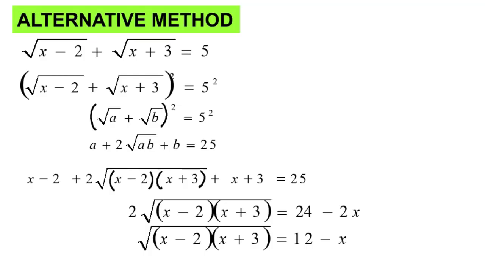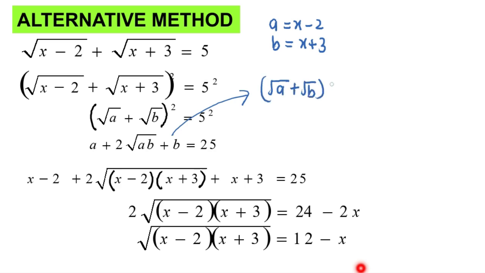Is it necessary for us to make sure there is one surd at one side? The answer is no. So this is the alternative method from the previous example. We can still proceed with squaring both sides even though both surds are placed at one side. Use the substitution a and b to replace x minus 2 and x plus 3. Then the square of these two terms will be a plus 2 surd ab plus b. How you get this expansion is from expanding the bracket surd a plus surd b with itself.